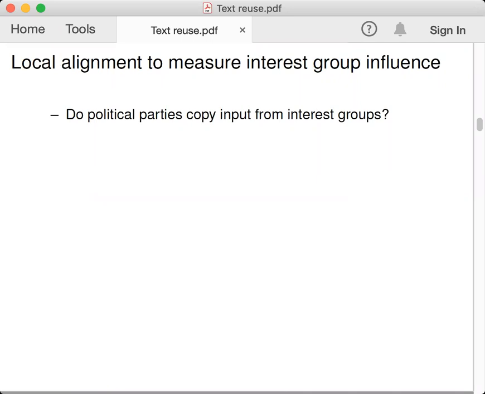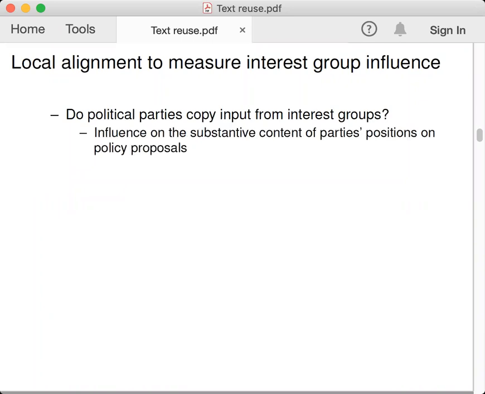So the question I asked basically is, do political parties copy input from interest groups? So this is interest group influence on the substantive content of parties' positions on policy proposals. I argue that there are several pros with this approach compared to other methods, and I just wanted to mention them briefly.